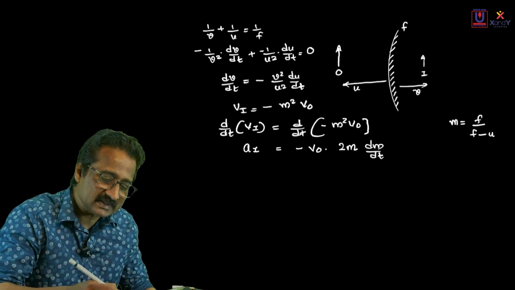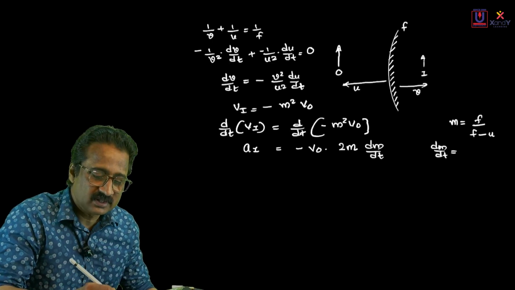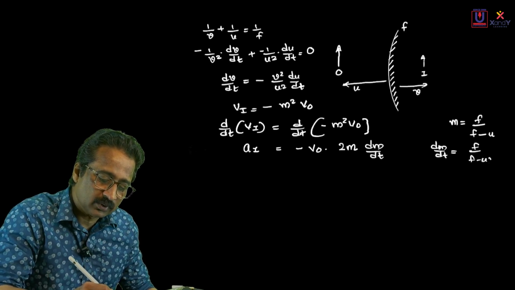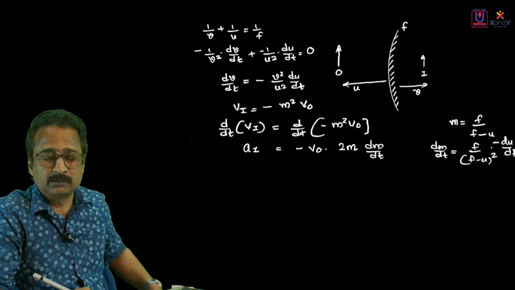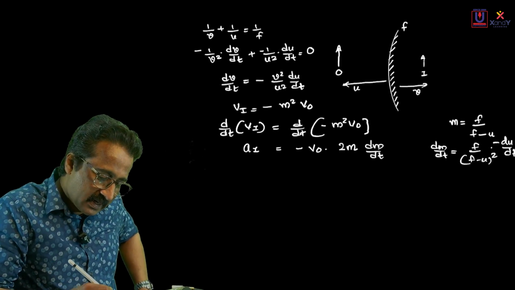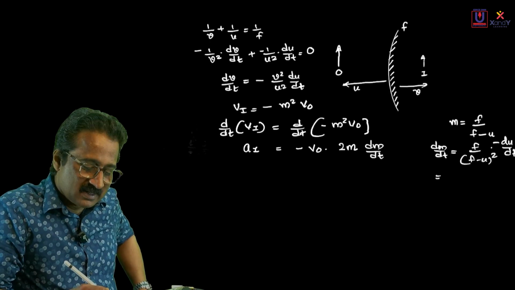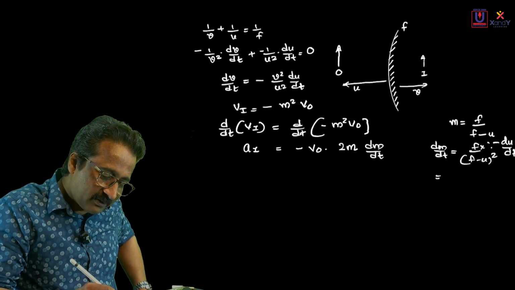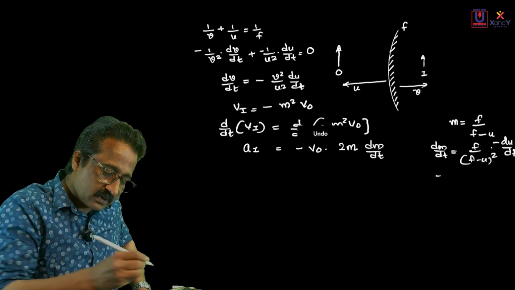So let's do that. dM by dt here, when I differentiate, I'll get F is a constant, F minus U is a function, so that's going to be F by F minus U the whole squared. Now U is the variable, therefore it is dU by dt also. Yes, there is an extra minus sign because it is minus U. Okay. Now this is equal to F by F minus U whole squared. To make it simple, I'll multiply F here.